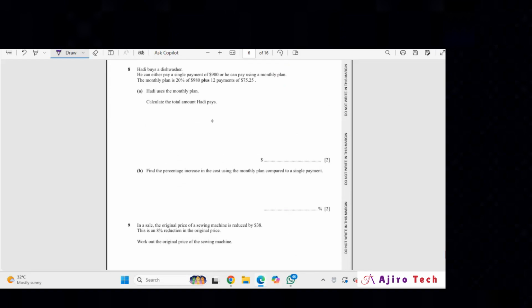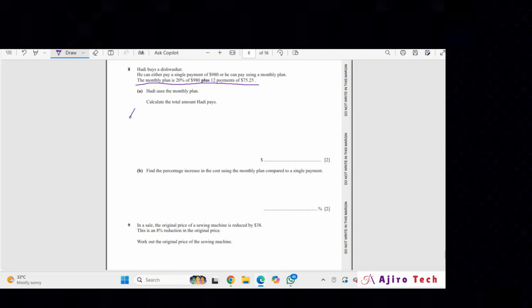Okay. So having said that, we can now continue with this question. Question 8 says he buys a dishwasher. He can either pay a single payment for this, or pay by monthly plan. Look at the statements. This is very, very important in dealing with this question. Now, it says he uses the monthly plan. Calculate the total amount he pays.